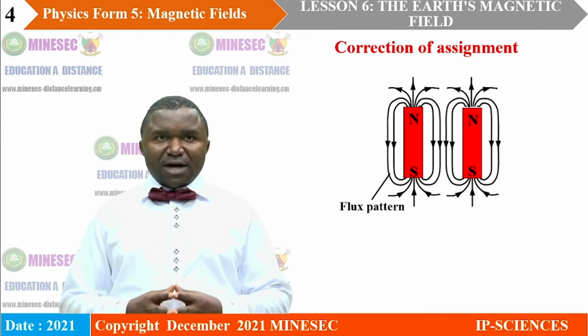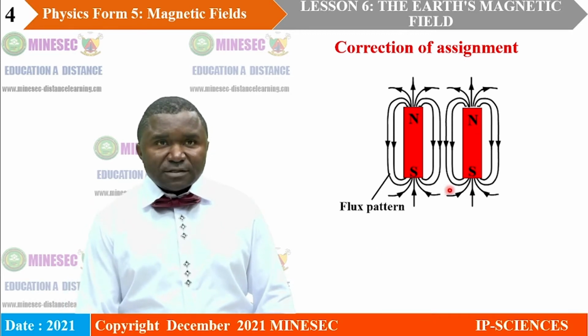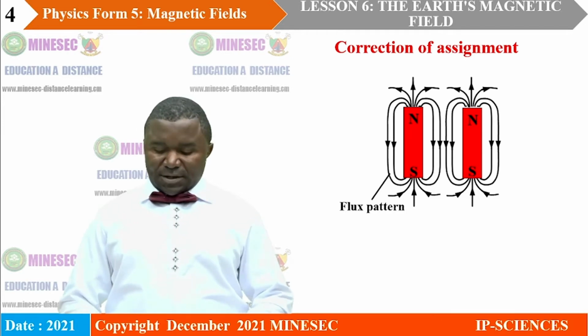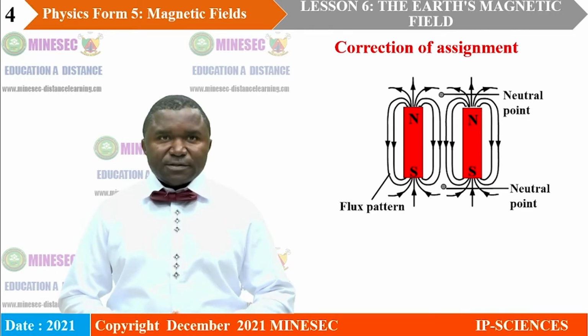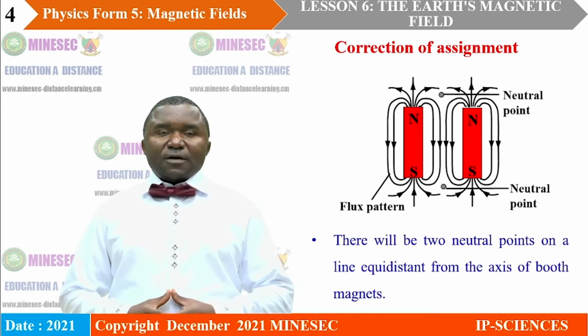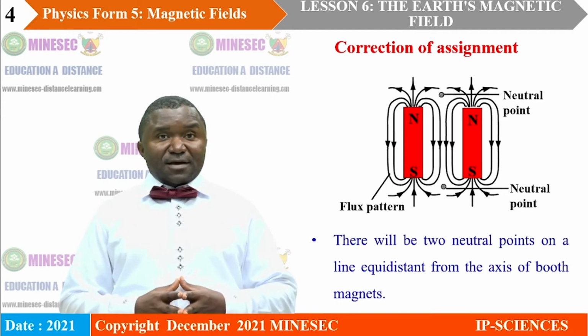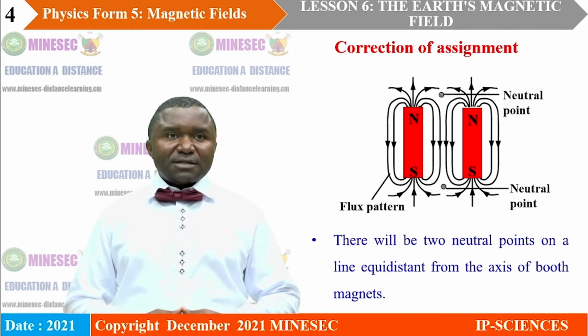This magnetic flux pattern generates two points, one below and the other above, which are free from magnetic influence. These two points are known as the neutral points. So, there are two neutral points that will be produced, equidistant from the axis of both magnets.